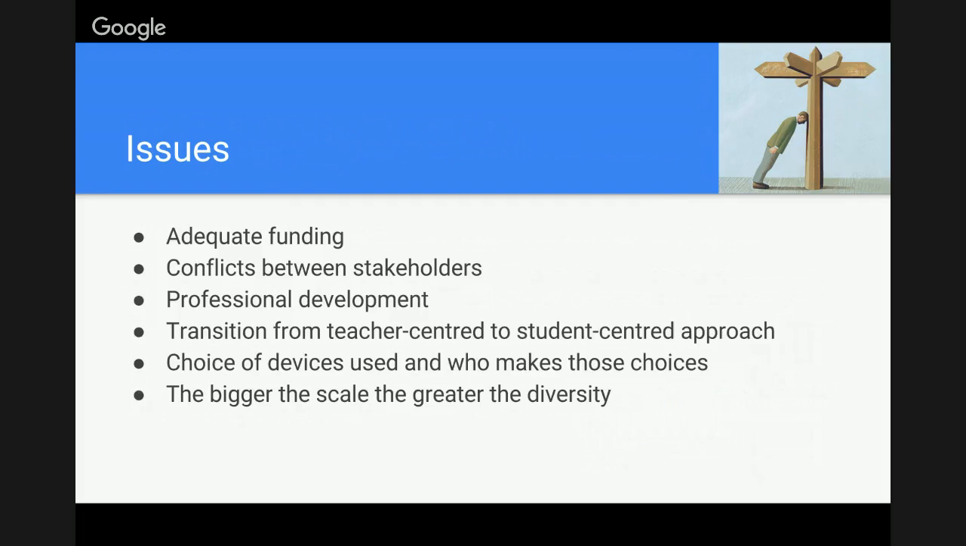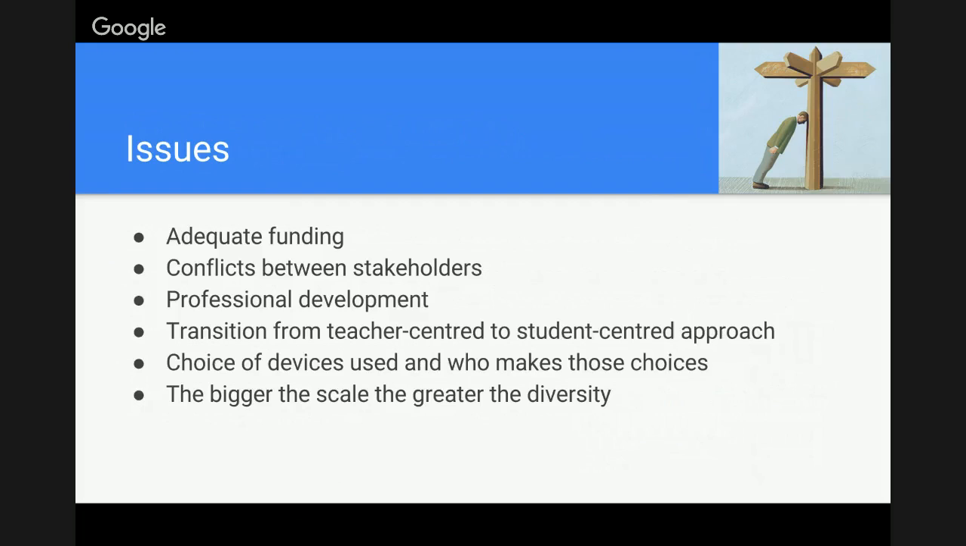Professional development. Teachers are often expected to spend their own time learning about teaching with mobile devices, and this was time-consuming, and teachers often have become resentful. Transition from teacher-centered to student-centered approaches to learning. Teachers had difficulty changing their approach and allowing students to lead the way sometimes.